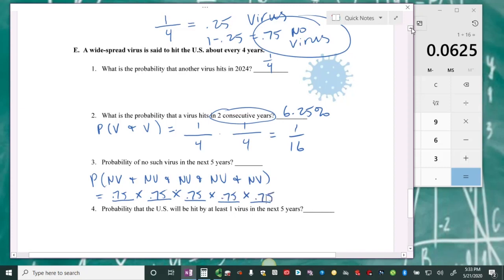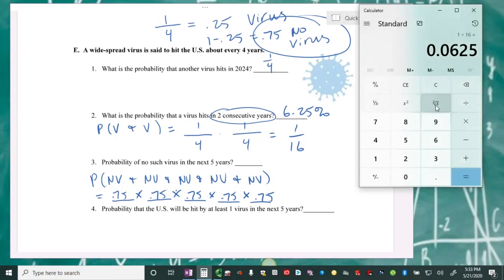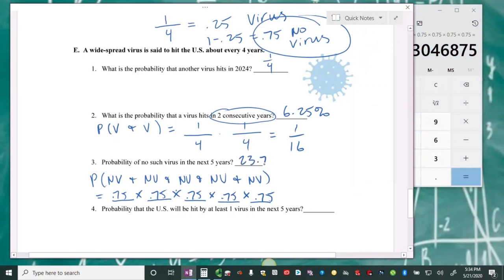I don't think my calculator has a fifth power on it. If it did, I would definitely use that. But instead, I'm just going to go ahead and multiply this. 1, 2, 3, 4, 5. 1, 2, 3, 4, 5 looks great. So I've got about a 23.7% chance of no virus. Finally, number 4. What's the probability that the U.S.